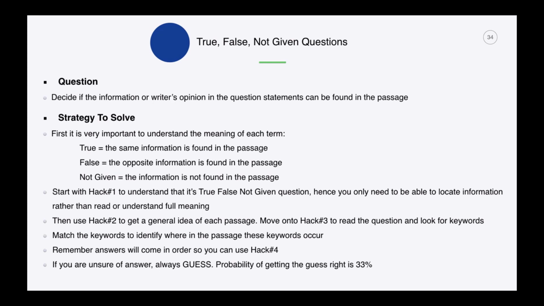But if, worst case scenario, you have absolutely no idea, guess. But usually what happens is that you will have a good idea it's not true, but you won't have an idea if it's false or not given. In that case, your probability is 50%, which is as good as it can get. Let's see examples to give you an idea how to solve these questions.